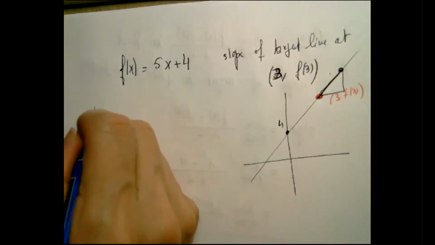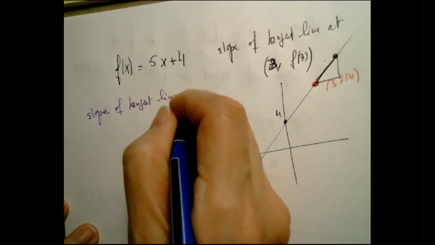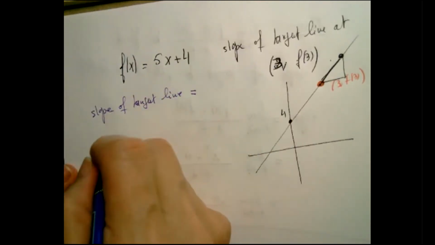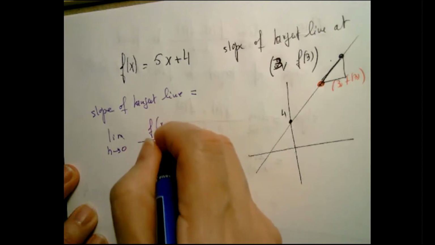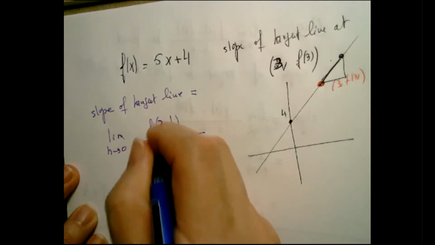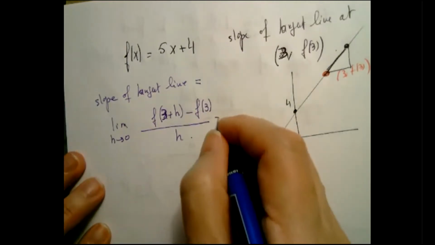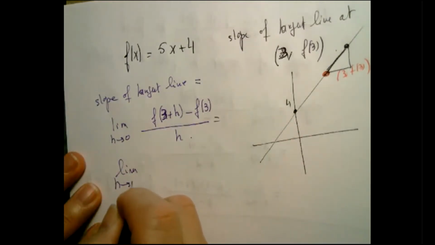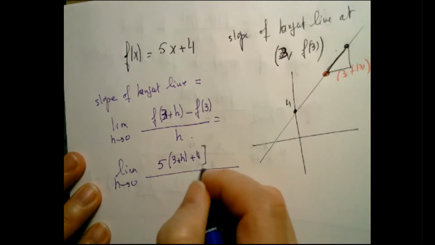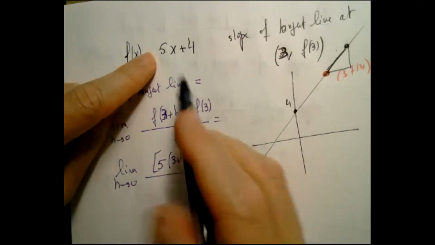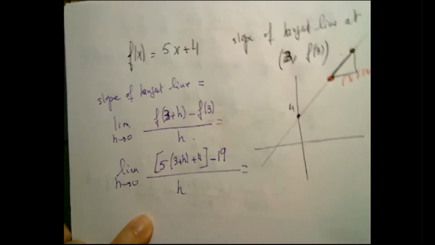So let's do that. So the slope of the tangent line, I'm going to use the plus h, equal to the limit as h goes to 0 of f of x plus h, which is f of 3 plus h, that's my base point, minus f of 3, divided by h. So this would be equal to the limit as h goes to 0 of 5 times 3 plus h, plus 4, minus f of 3, 5 times 3 is 15, 15 plus 4 is 19, divided by h. Okay, so that's the limit.